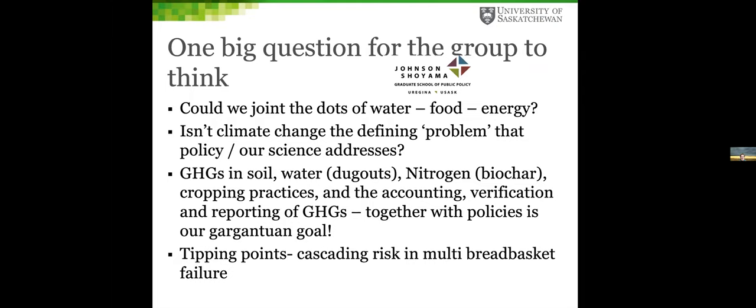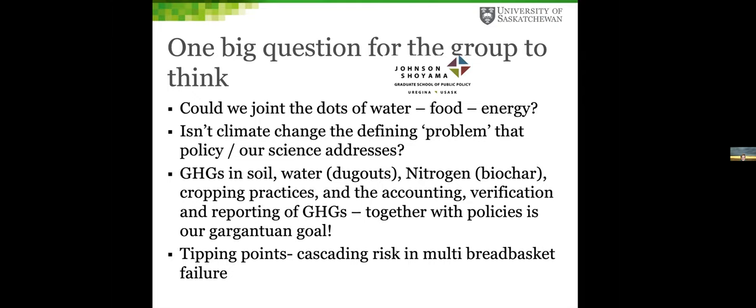And I'm really excited to build in not just adaptation to these things, but also thinking about greenhouse gases, the CO2, the nitrogen in our soil, and how we build out the accounting, verification, and reporting of greenhouse gases into the future. So I think that's just a gap that I see in the prairies in building our resiliency policy that the government's working on, the Saskatchewan government.